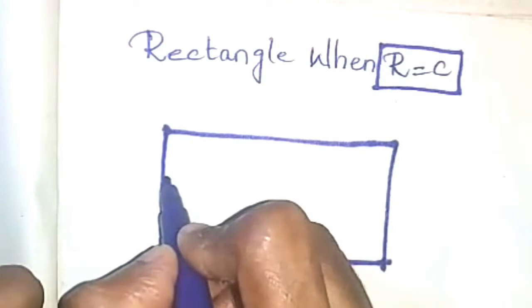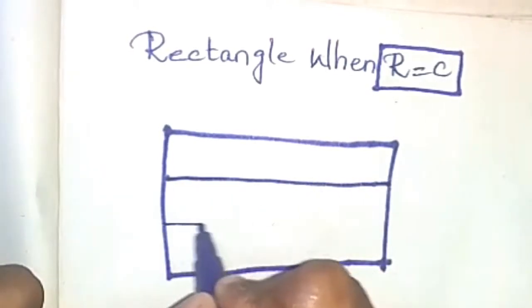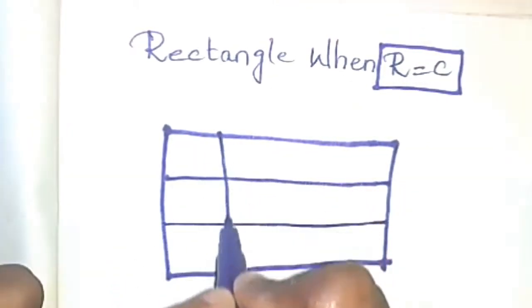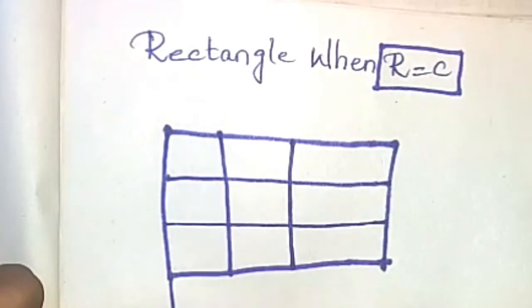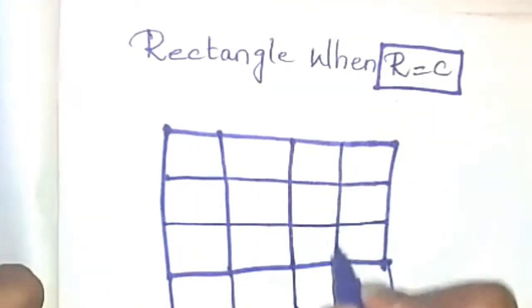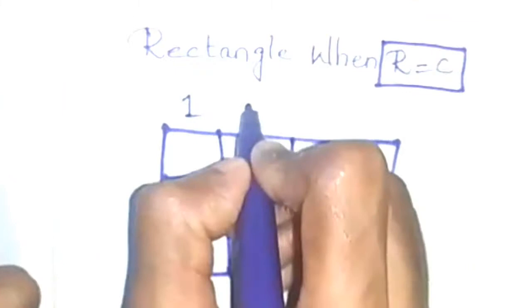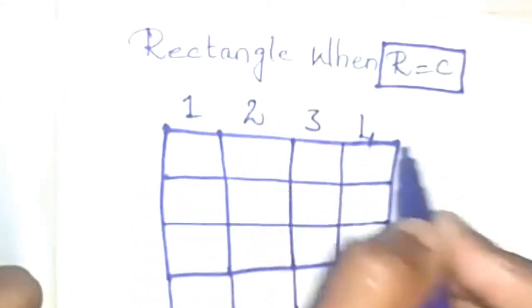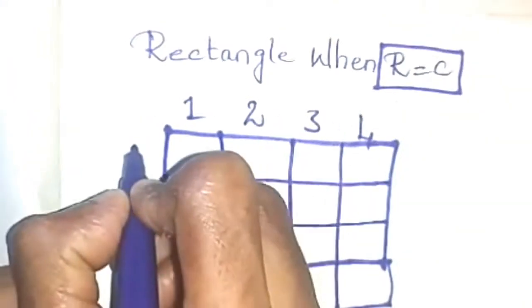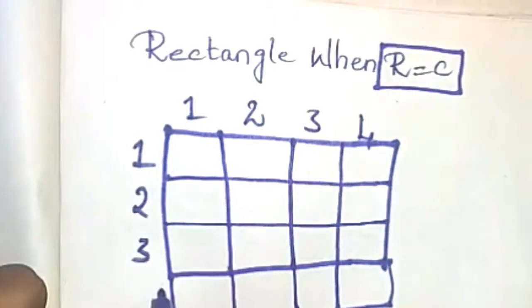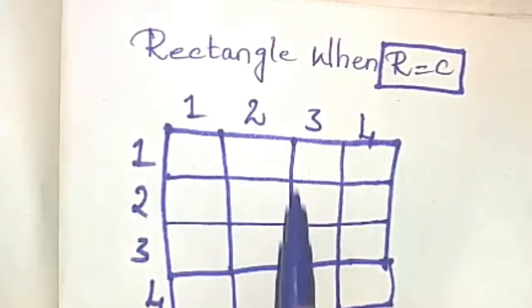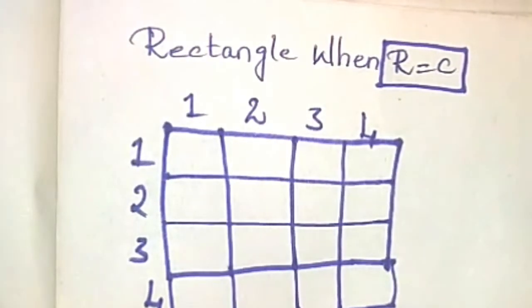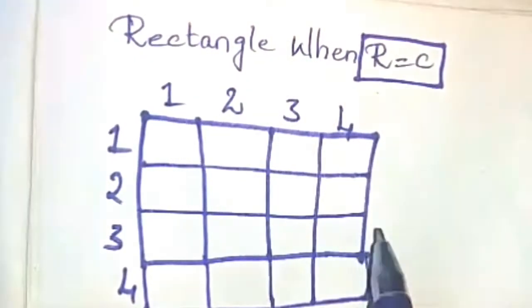This is a rectangle. See here, 1, 2, 3, 4. 4 columns I am drawing, 1, 2, 3, 4. So 4 rows, 4 columns. Okay. So now here both rows and columns are equal.